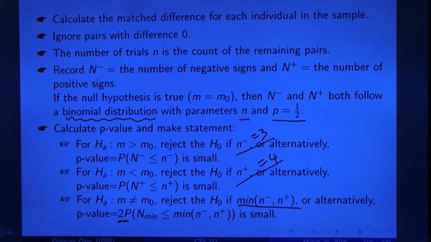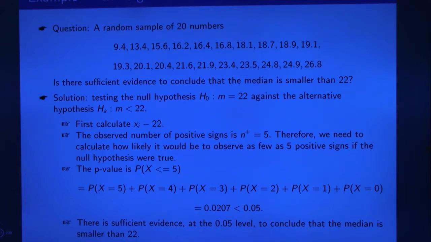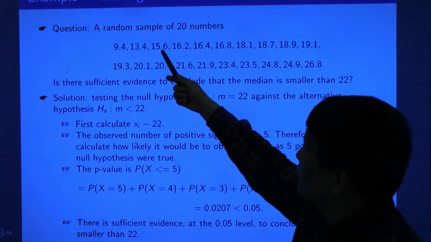Those procedures look tedious, but we are going to use an example to show how to do this. Actually, they are not that difficult. So here we have one example to show how to do the sign test. We have a random sample of 20 numbers. They are listed as 9.4, 13.4, 15.6.